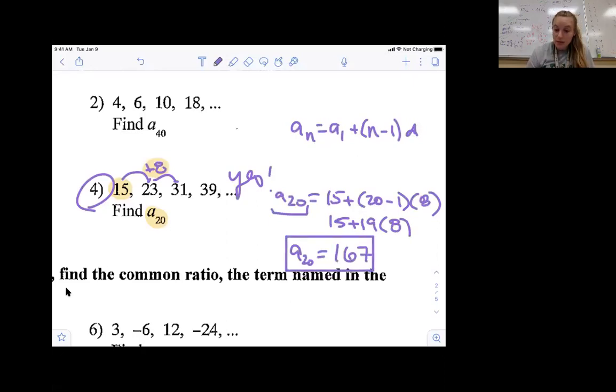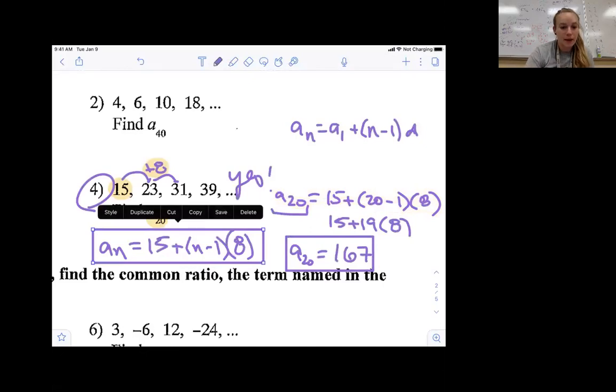I also could ask you for the explicit formula, which I might have in this type of problem. I'm going to essentially use what I had right here, but I'm not going to have 20 for my n. I'm going to keep it as n. So I'm going to do a sub n equals 15 plus n minus 1 times 8. That's my explicit formula.